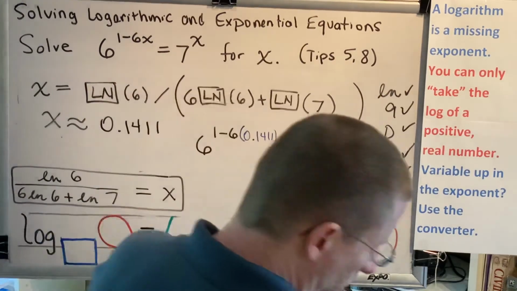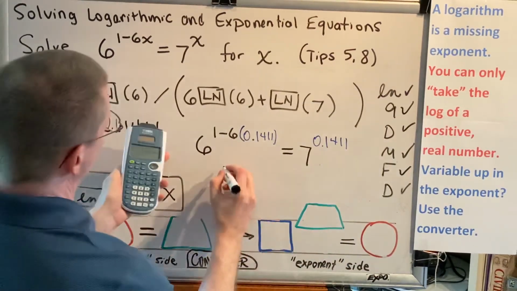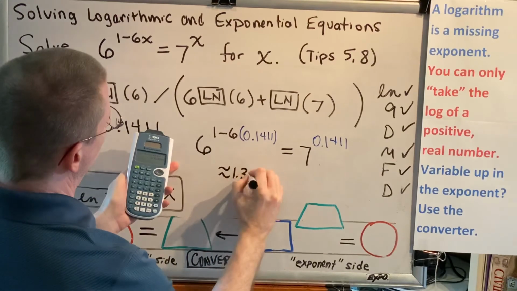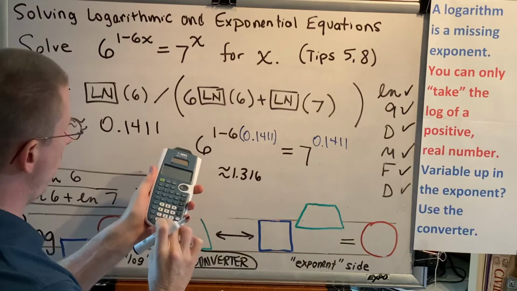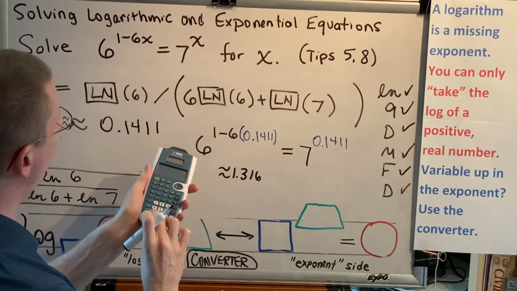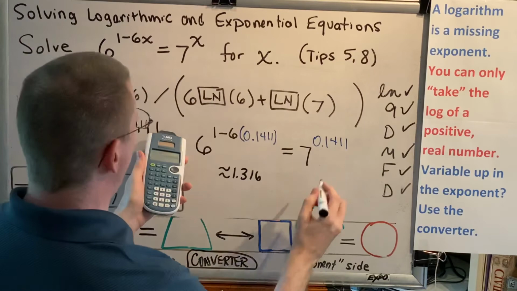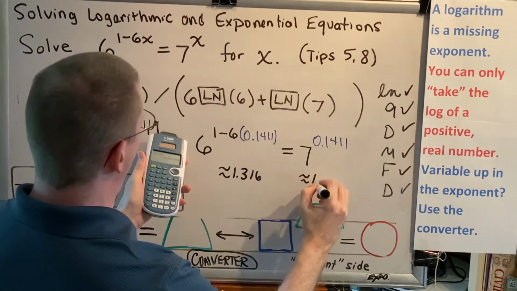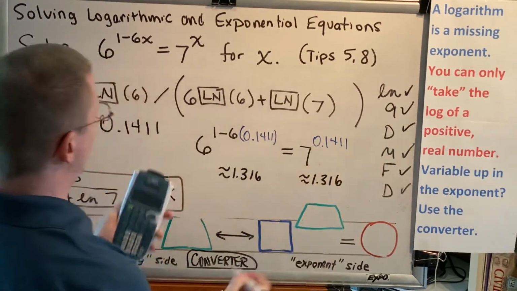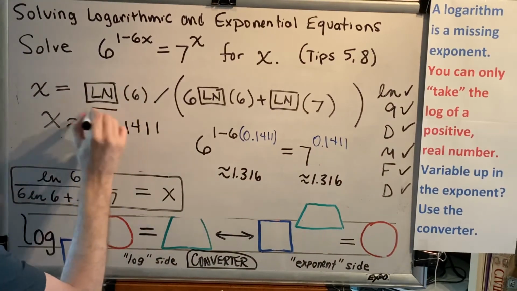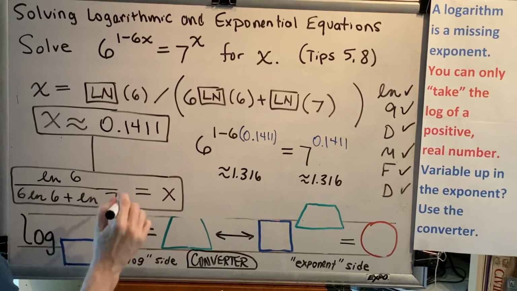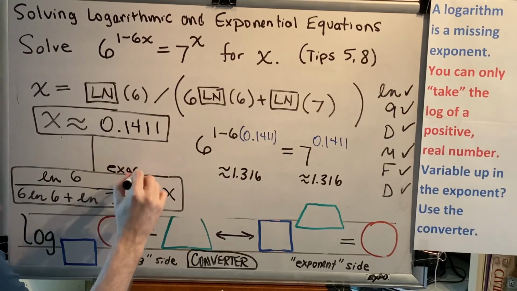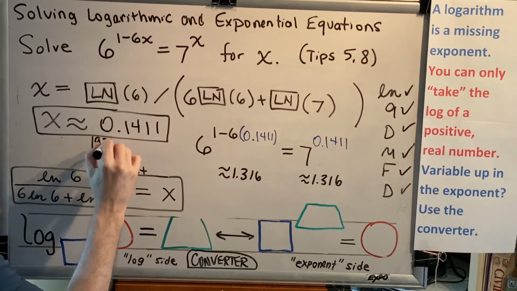And we get the value 1.316 approximately. Now, on the other side, we do 7 raised to the power 0.1411 and hit enter, and we get the same rounded value, approximately 1.316. Therefore, that validates that our answer, shown here as a decimal approximation and shown here as an exact answer, these are both correct. This is the exact answer down here, and this is the approximation up here.